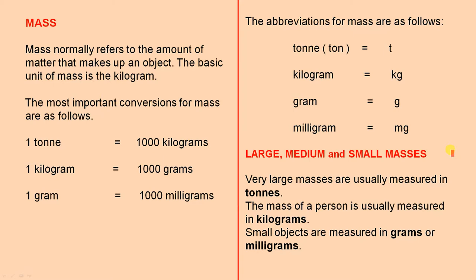Large, medium and small masses. That's just the plural of mass. Very large masses are usually measured in tons. The mass of a person is usually measured in kilograms, and small objects are measured in grams or milligrams.